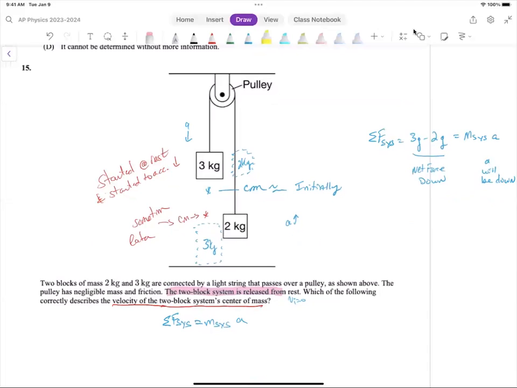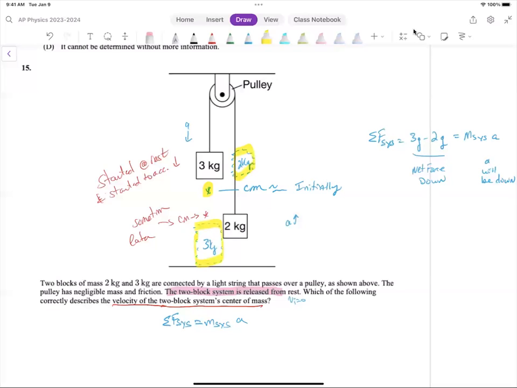I have visually thought of the center of mass of the 2 block system to be closer to the 3 kilogram block initially. Okay. All right. Now, sometime later, after I let go of it, the 3 kilogram block is going to be on the ground, and the 2 kilogram block is going to be located a little bit higher.